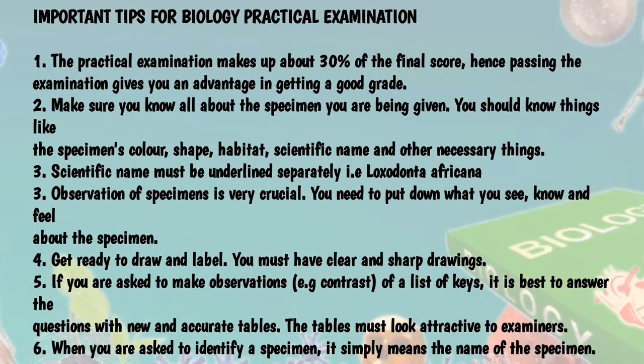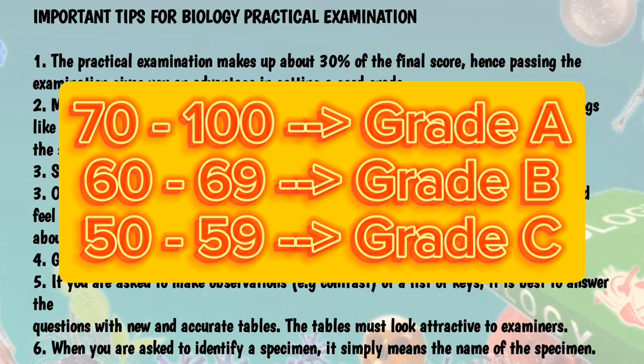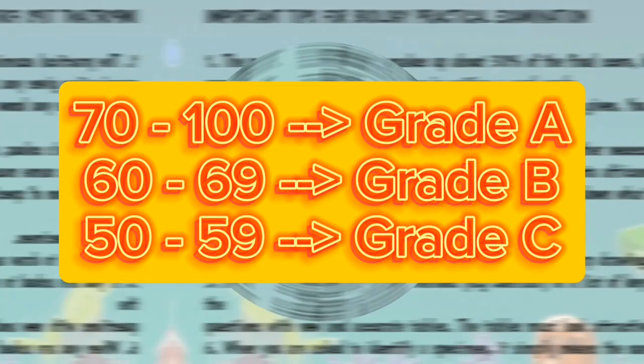So tip number 1, which is very important, is that the practical examination makes up 30% of the final score. Hence, passing the practical examination gives you an edge in getting a good grade. Imagine getting 25 out of 30 from the practical examination and then getting 25 from objective. This gives us a total score of 50 just without answering the theory part, and 50 is equivalent to a C in the practical examination.